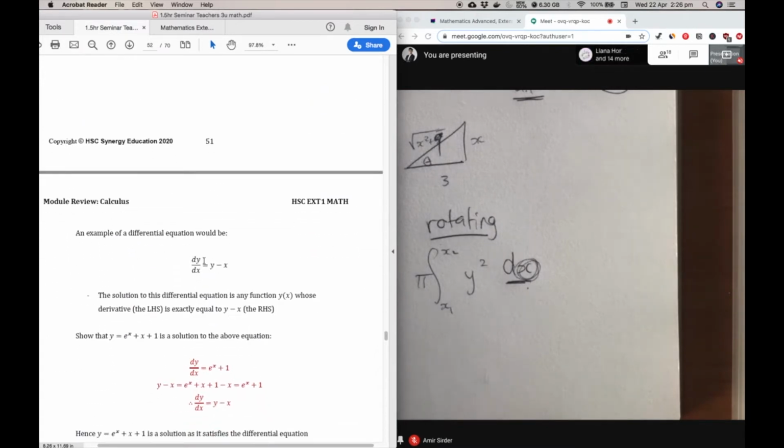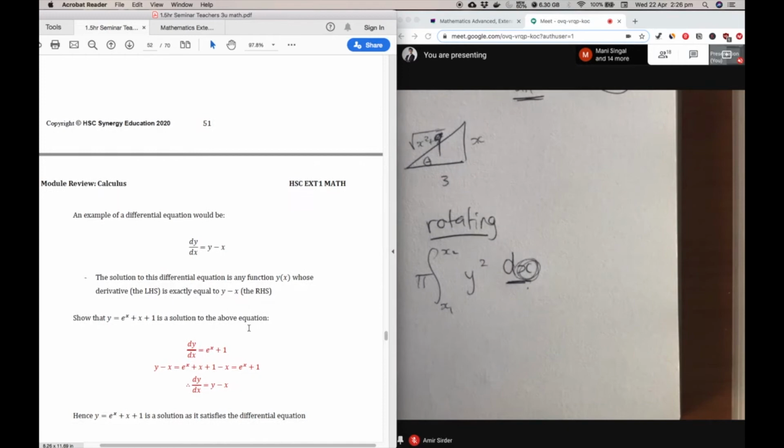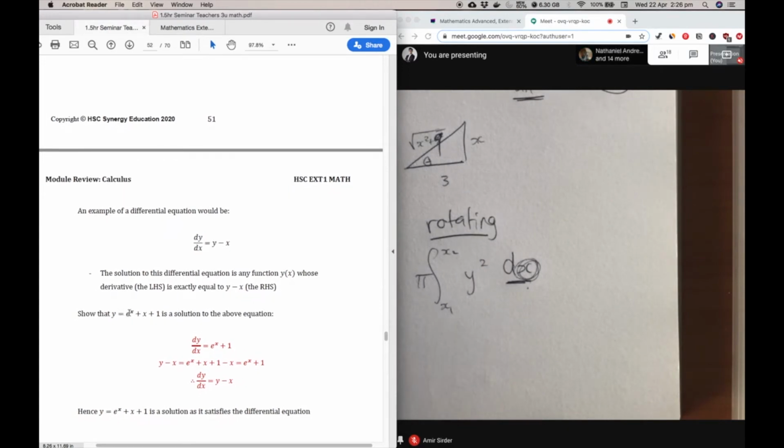So here's an example of a differential equation. We have y dash, or dy/dx, is equal to y minus x. The solution to this differential equation is any function whose derivative is exactly equal to y minus x. So there's actually many answers. Here's one of them, right? Show that e to the x plus 1 is a solution to the above equation.